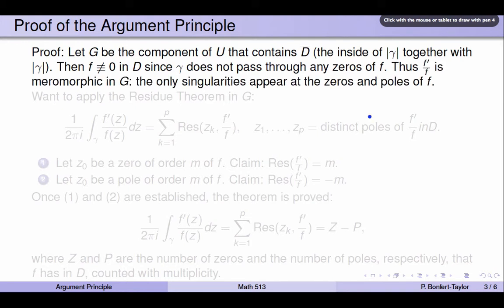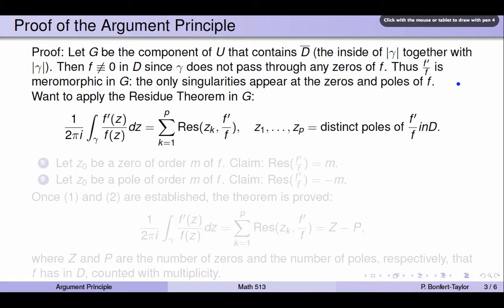Therefore, if you look at F prime over F, the denominator F only has isolated zeros in G, and therefore F prime over F is a meromorphic function. The only singularities appear either at the zeros of F, which make the denominator 0, or the poles of F, which become poles of F prime, which might make the numerator problematic. But F doesn't have any singularities that are worse than poles, and so nothing worse can happen.